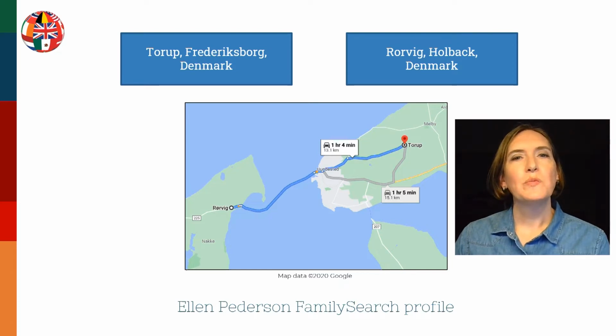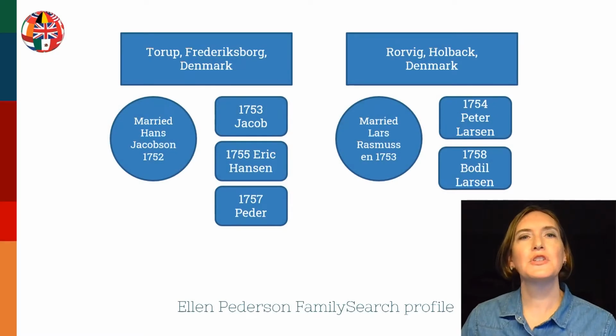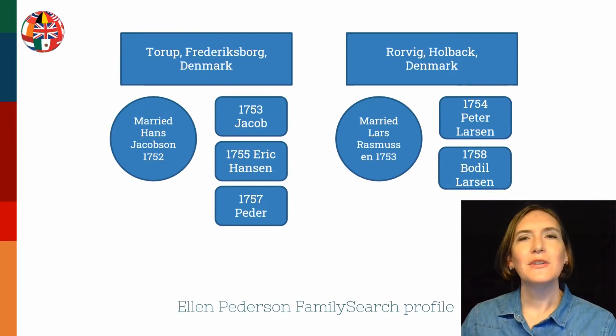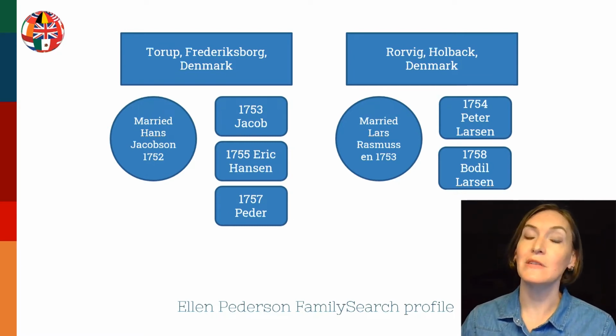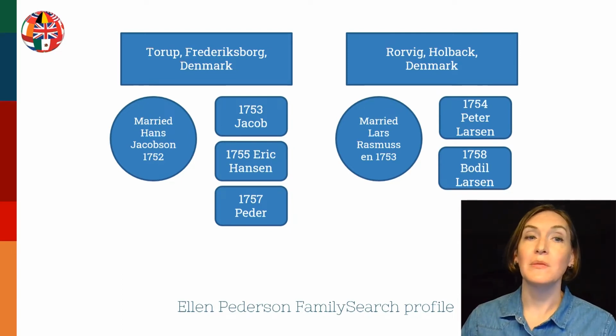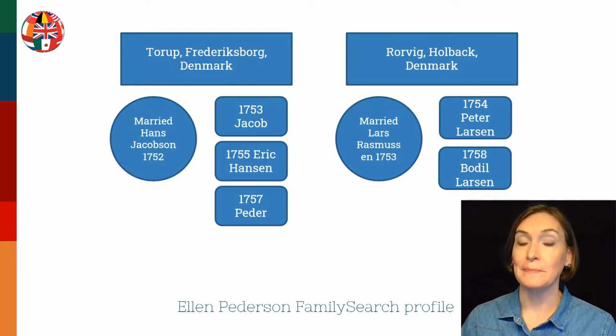But I wanted to take a closer look at how these records kind of fit together. So I started to break them apart and analyze them. And here's how it broke down. In Torup, she married Hans Jacobsen in 1752. Then she appeared in Rorvig and married Lars Rasmussen in 1753. That same year, she was back in Torup having baby Jacob. And then the next year, she was back in Rorvig having Peter.